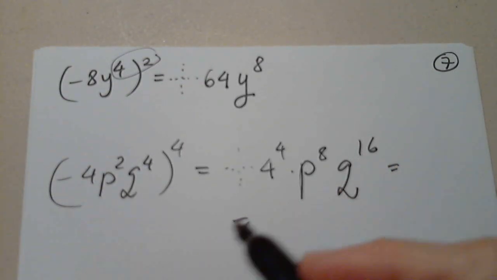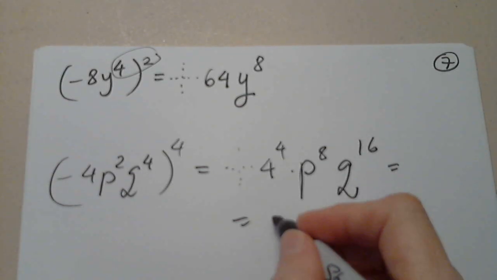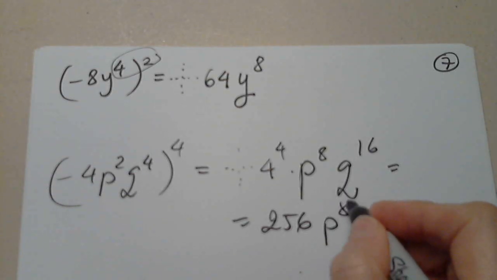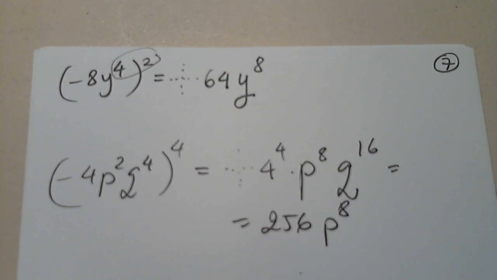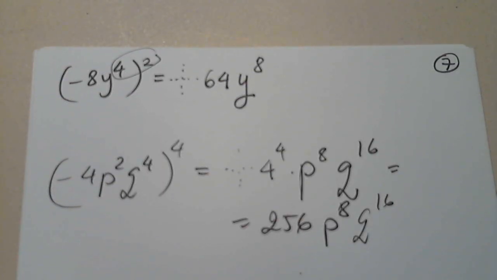So here we have to multiply 4 to the fourth power, no problem. 256. 4 caret 4. Very good. So 256, p to the 8th, q to the 16. Good.